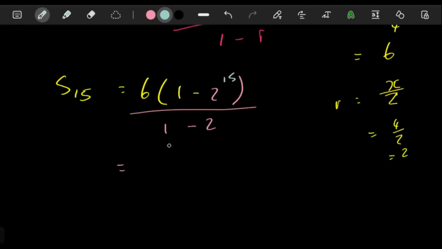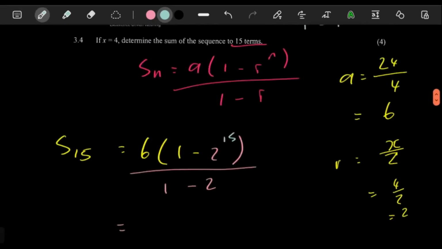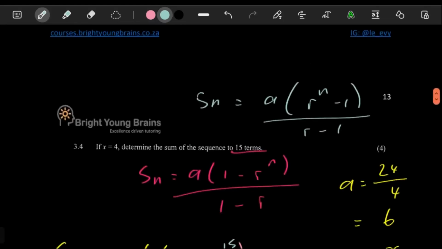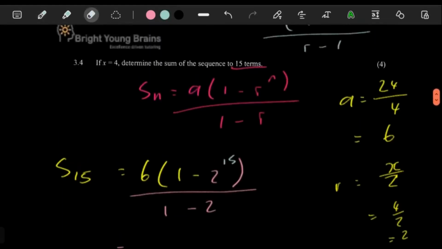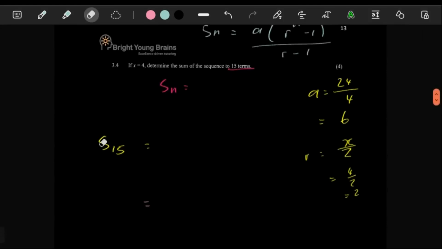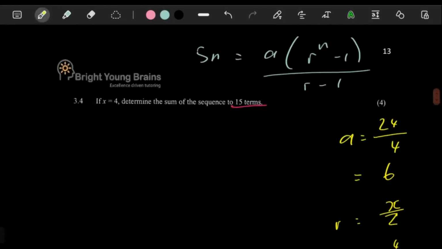Okay, so let's see. Oh, no, this is not right. What? Yeah, this doesn't seem... But how come our value of r is a positive number now? Oh, if r is a 2, then it means it's not a sequence that's converging anymore. Oh, yeah. So this won't work technically, because if r is a 2, automatically the sequence is not converging. So that formula doesn't work.